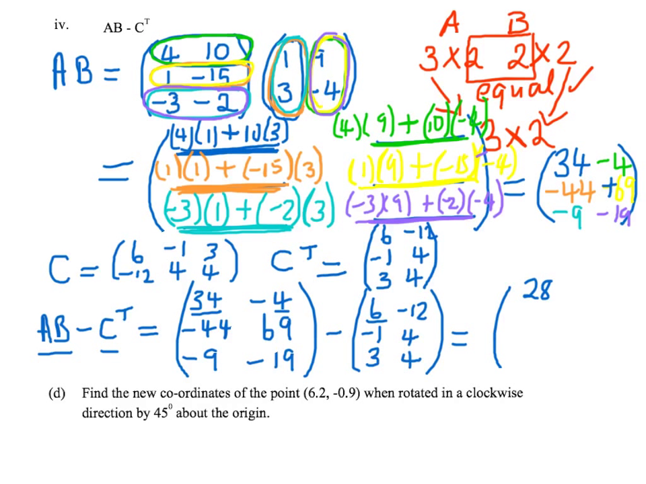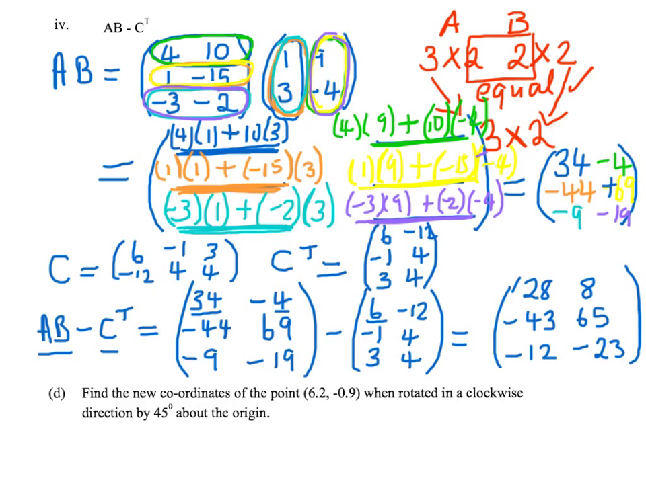So minus 4 minus minus 12 turns out to be minus 4 plus 12, and that'll give me the value 8. The next one is minus 44, a minus is a plus 1. So minus 44 plus 1 is minus 43. The next one is 69 minus 4, that's just 65. The next one is minus 9 minus 3, which will give me minus 12. And the last entry is minus 19 minus 4, which will give me minus 23. So that's the answer.